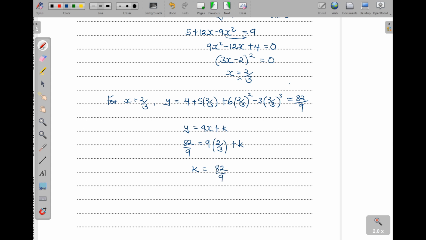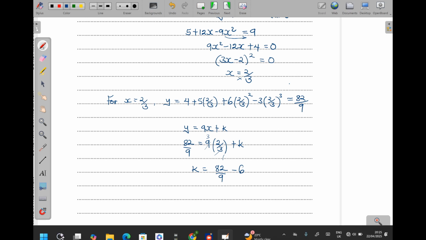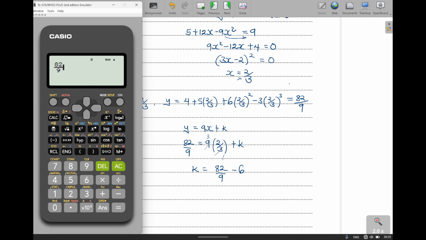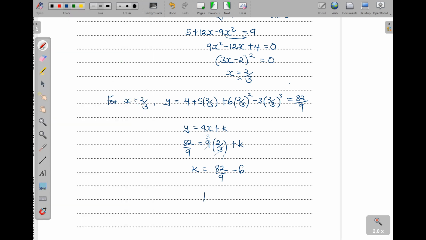So meaning our k is equal to 82 over 9, then minus 9 times 2 over 3. 3 goes into 9 how many times? 3. So 3 times 2, that would be 6. So minus 6 here. Now 9 times 6, that would be 54. So 82 minus 54, you get 28. Let me see. So 82 over 9, then we can subtract a 6. So we get 28. So that means k is going to be equal to 28 over 9 as our final answer.